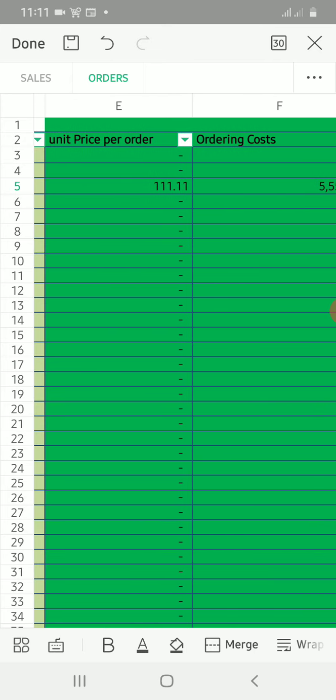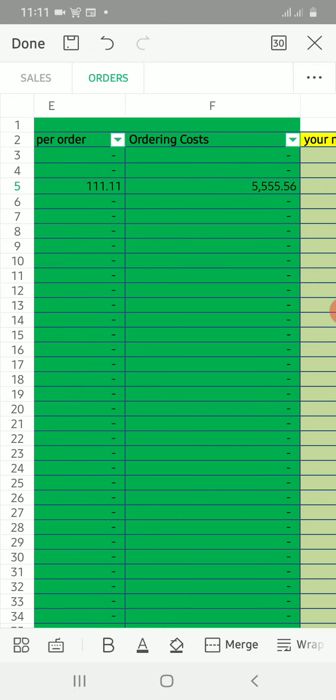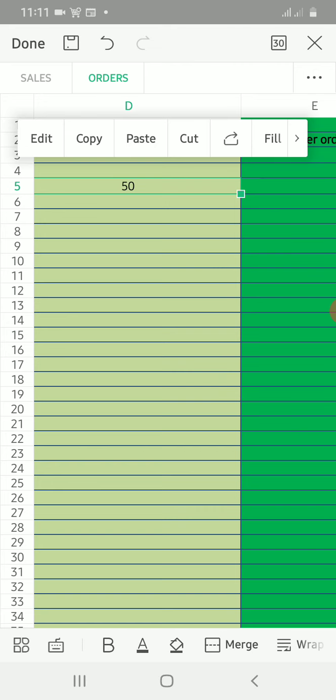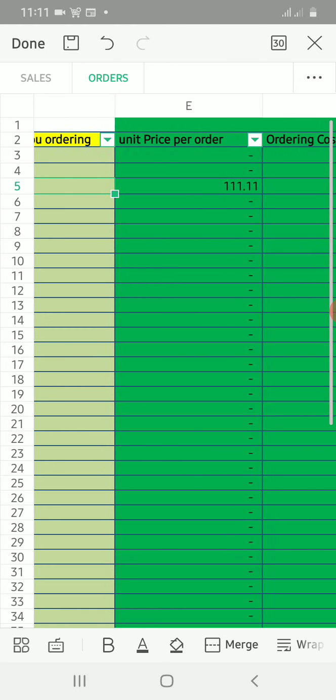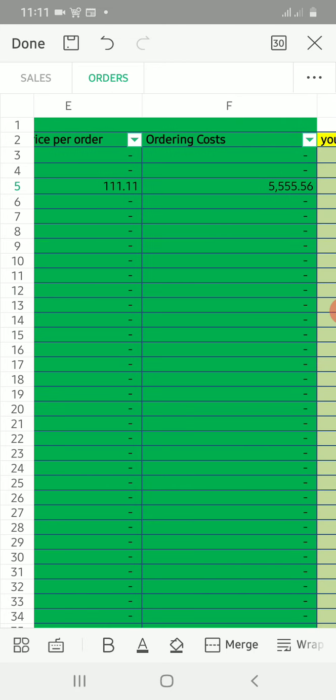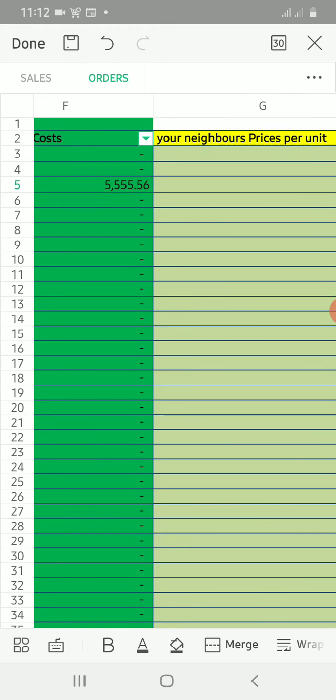So the two green columns, which is the unit price per order and the ordering cost, they contain formulas. They're automated, right? So the tool will also calculate for you the ordering cost. How much will you spend to order 50 kgs? In this case, it will be 50 kgs times this 111 shillings, so that you get 5,555 shillings. That is the amount that will come from your pocket to order the 50 kilograms. All right, don't worry, that is automated.